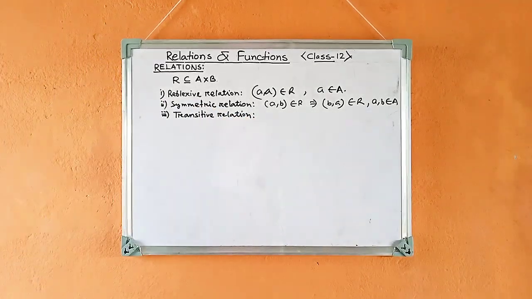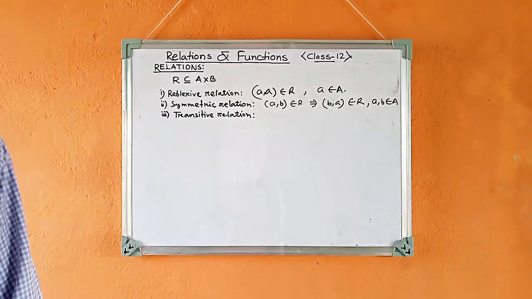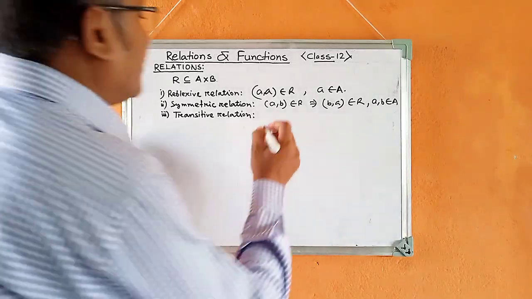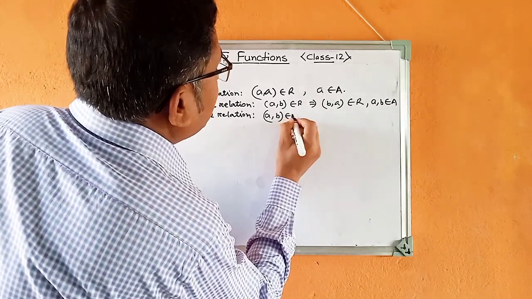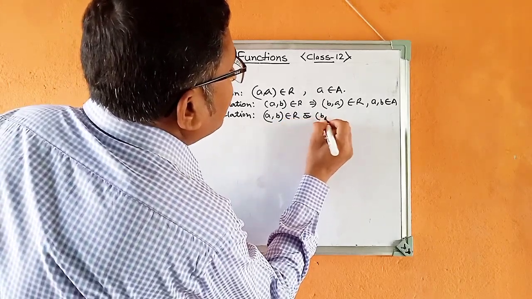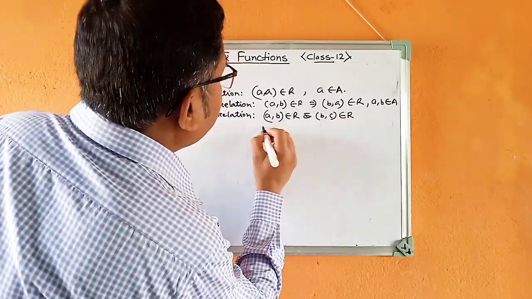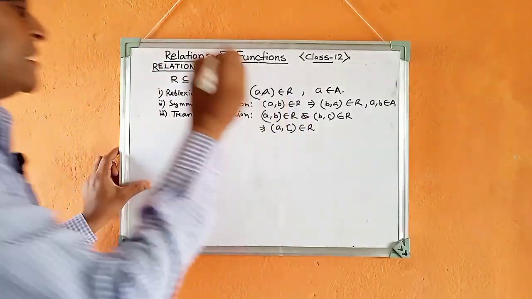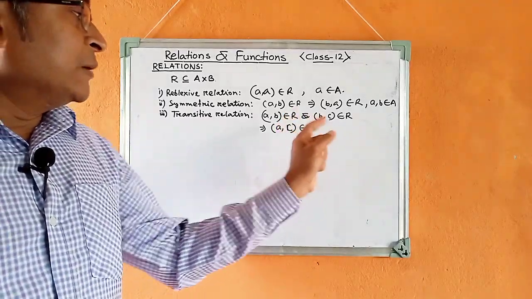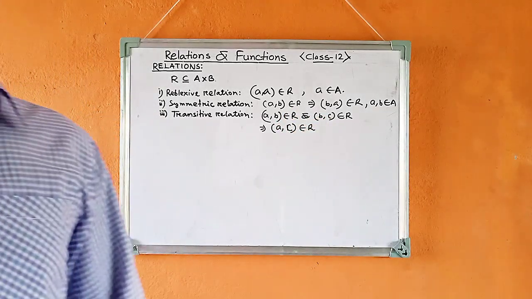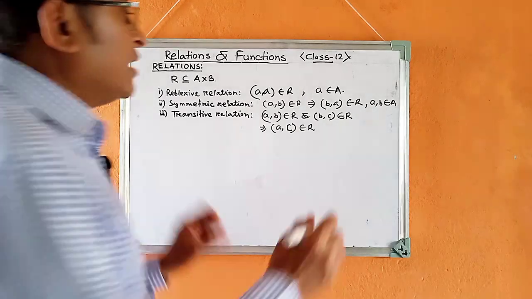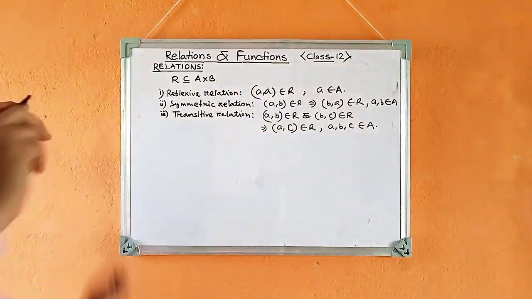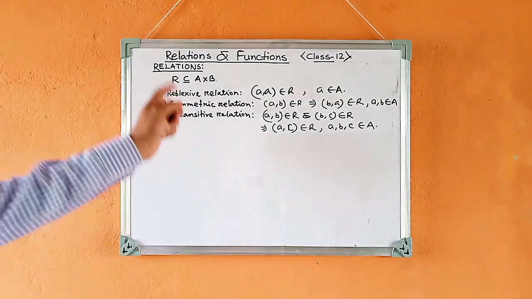What is a transitive relation? A relation R in a set A is called a transitive relation if (a, b) belongs to R and (b, c) belongs to R implies that (a, c) belongs to R. I repeat, (a, b) belongs to R and (b, c) belongs to R implies that (a, c) belongs to R for all a, b, c belonging to capital A. That is a transitive relation.